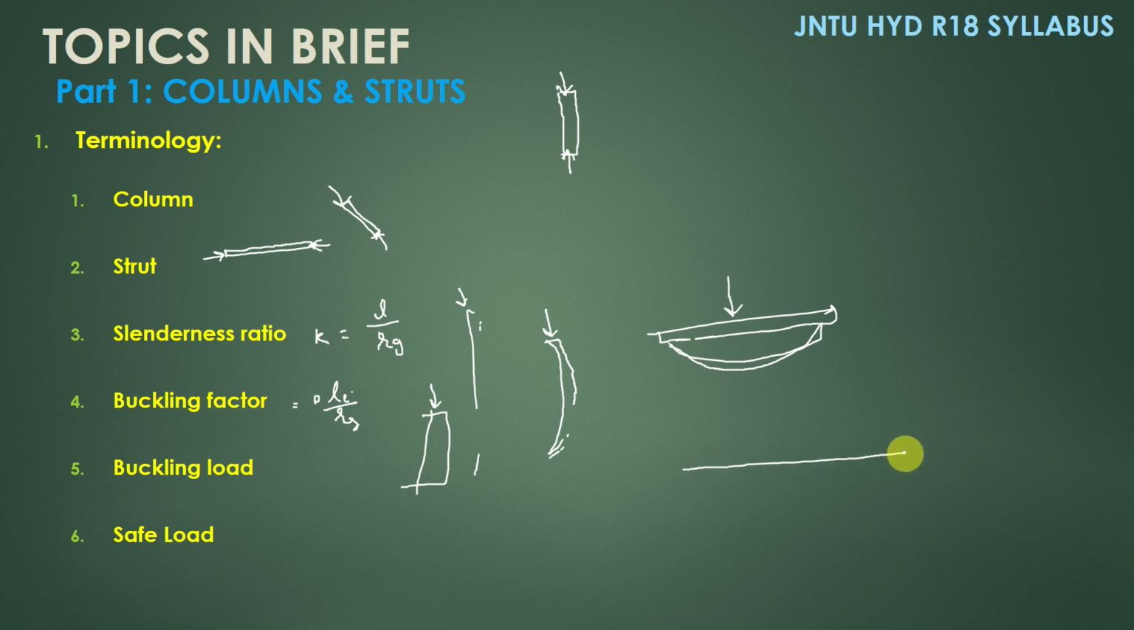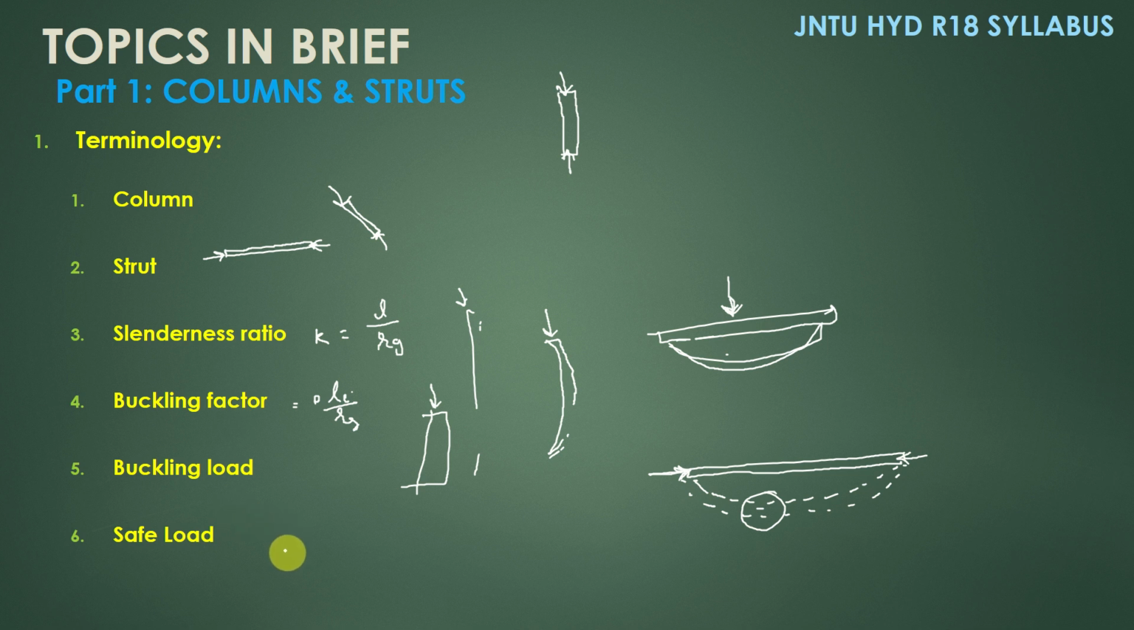And for the same member which is subjected to compressive loads, it may also buckle. So then it may have deformation like this, which is known as buckling. This is buckling and this is bending. This is a straight load which is causing bending. This is an indirect load which is causing buckling, as I said.